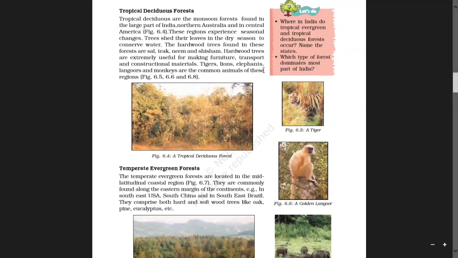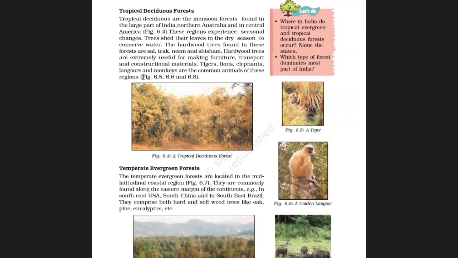Tigers, lions, elephants, langurs, and monkeys are the common animals of these regions. So, these varieties of wild animals such as tigers, lions, elephants, langurs, and monkeys. Langur is a type of monkey. Okay, they are the common animals of these tropical deciduous forests.